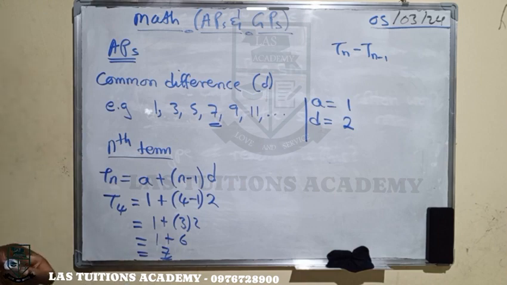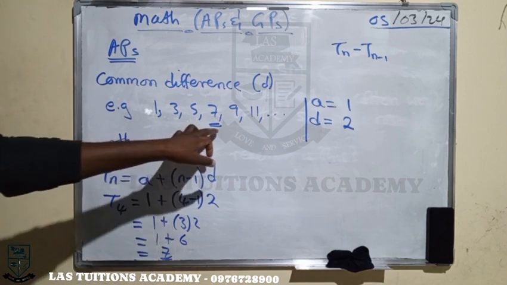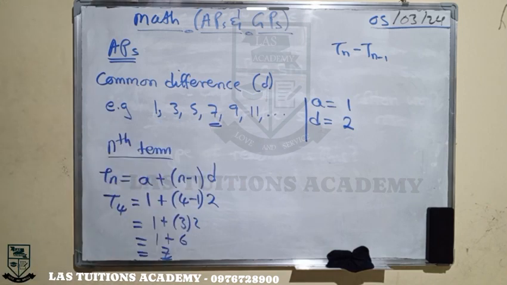So using the formula, we get exactly 7 as the 4th term. So that's how the formula works. That's how we use the formula to find the nth term. Any question on what we have done?